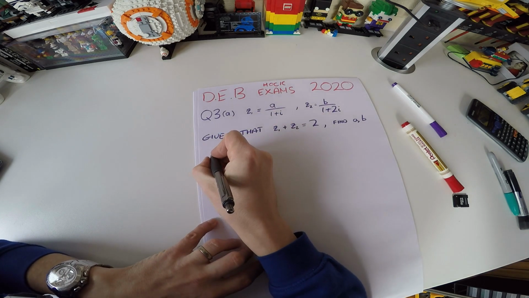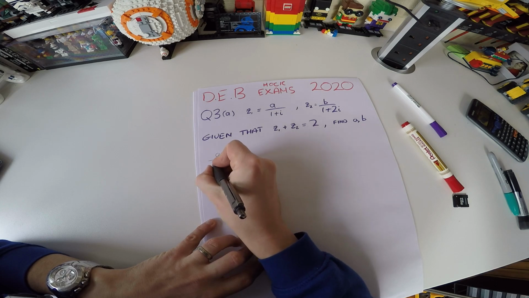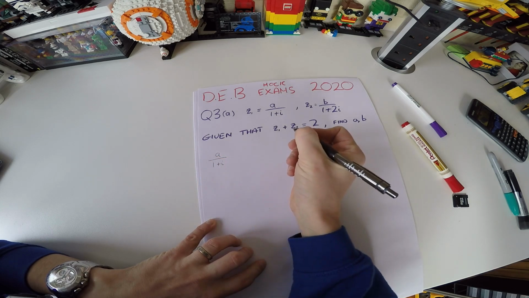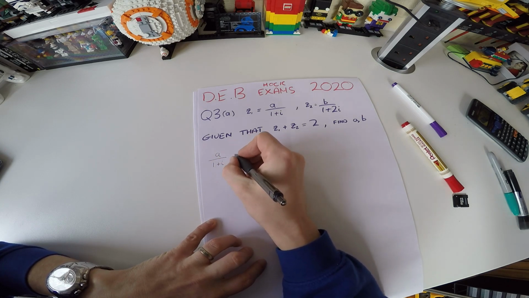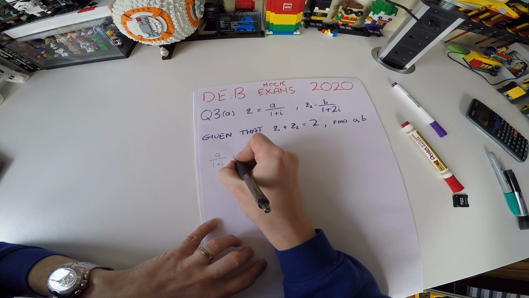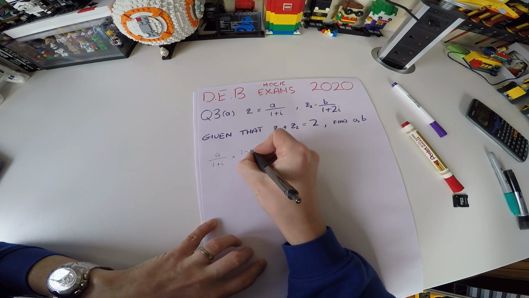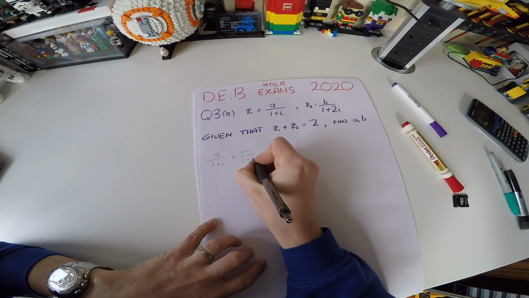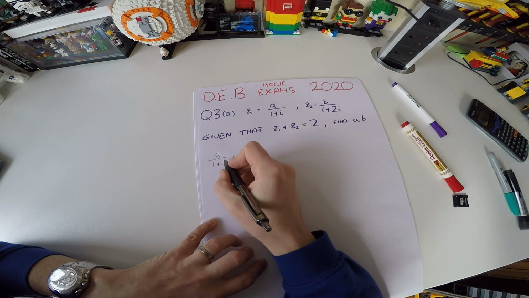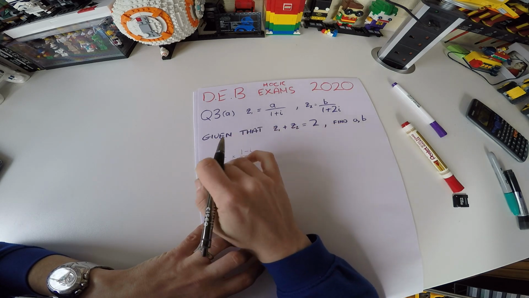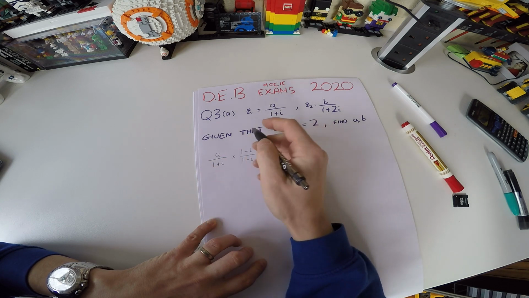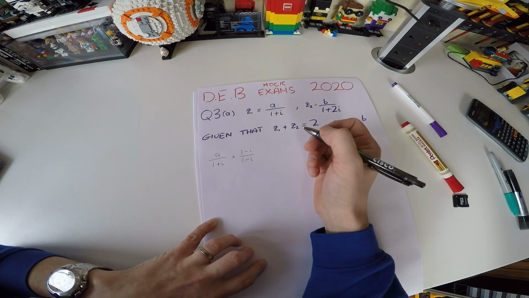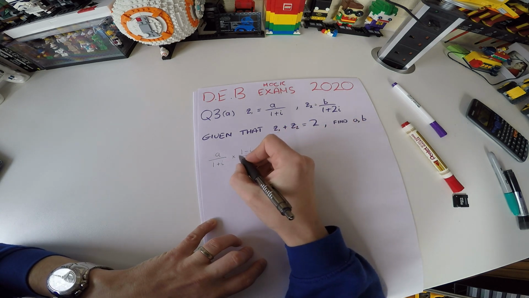Well, let's look at z1 first, which is a over 1 plus i. Anytime you see a complex number with the imaginary in the denominator, you should always be thinking about the complex conjugate method, which is multiplying by the conjugate of the bottom part over itself. That will get rid of the imaginary number on the bottom, and it will give you just a regular complex number, a plus bi. You may have fractions in that, but it'll be okay. So let's do this first.